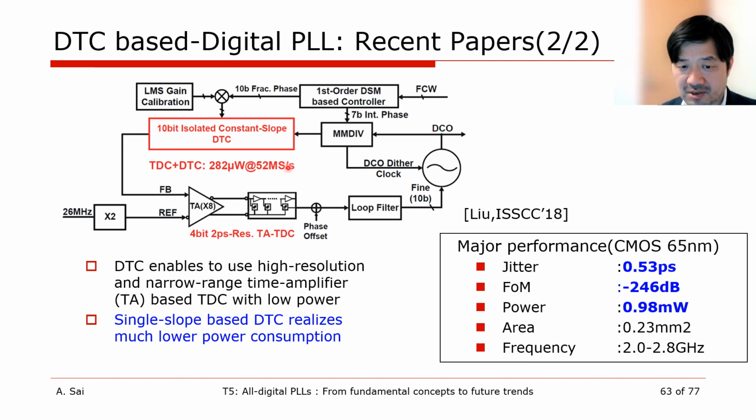This also uses a time amplifier-based TDC, but by using a single slope DTC, a high resolution of 10 bits is achieved with extremely low power consumption. As a result, an amazing jitter FOM has been achieved, minus 246 dB, and the chip area is also small.